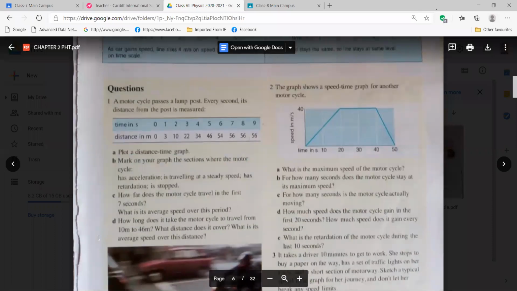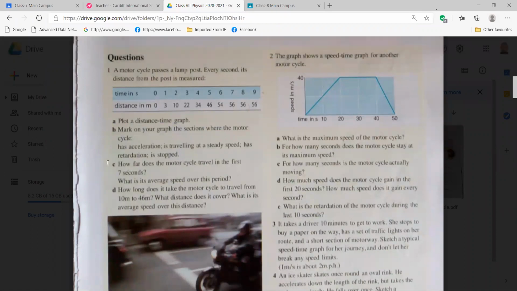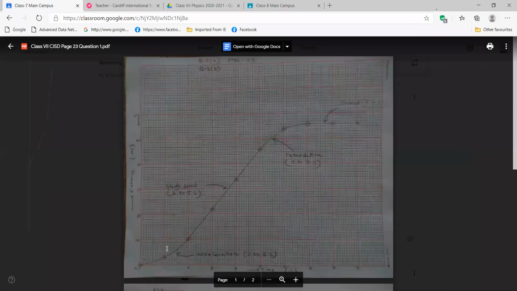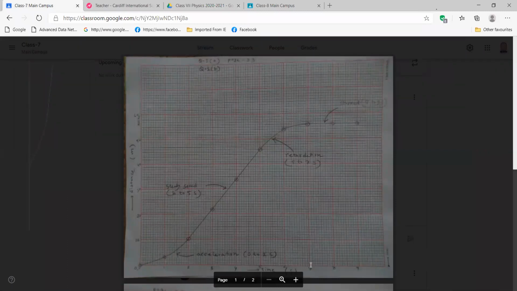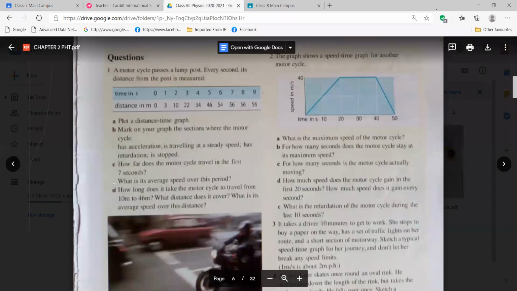1C. Can you read this, Saleha? How far does the motorcycle travel in the first 7 seconds? So we go to the graph. First 7 seconds till here, right? So you check it is going to 56, right? So you write it that first 7 seconds, it goes how much?